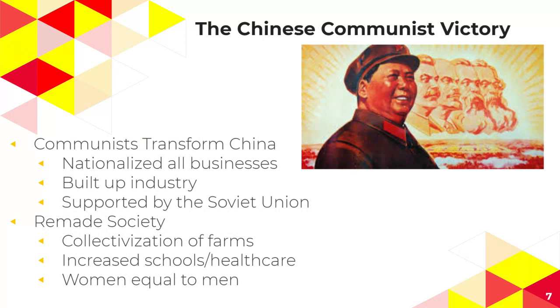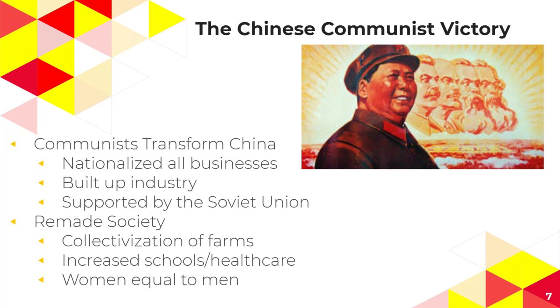So once the communists have won, they immediately begin to transform China. All businesses are completely nationalized in China. If you don't remember what nationalizing is, let's say that you own an oil company. The government comes in and you no longer own it. They take it and it is owned by the state. The state is the government. So all businesses are now owned by the government.